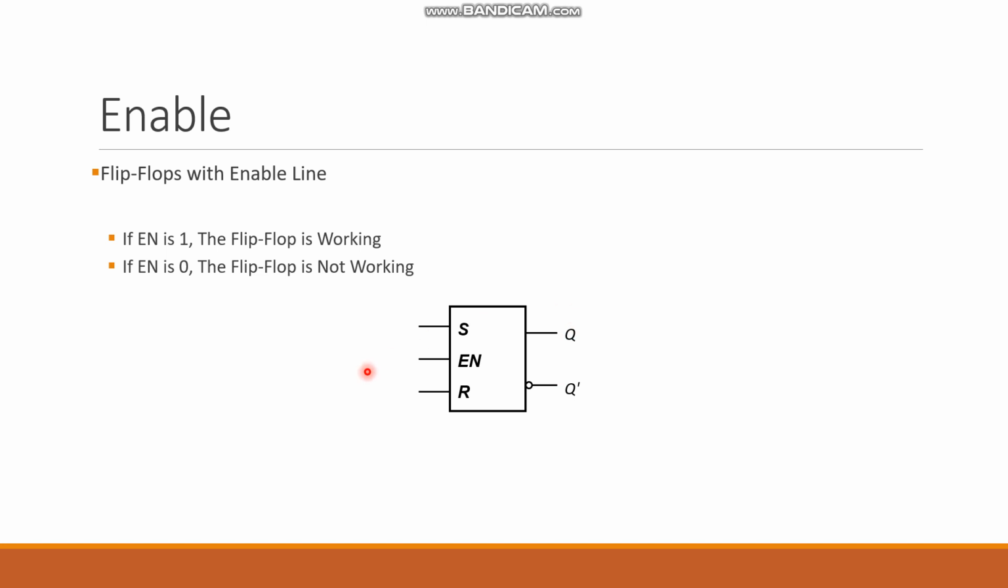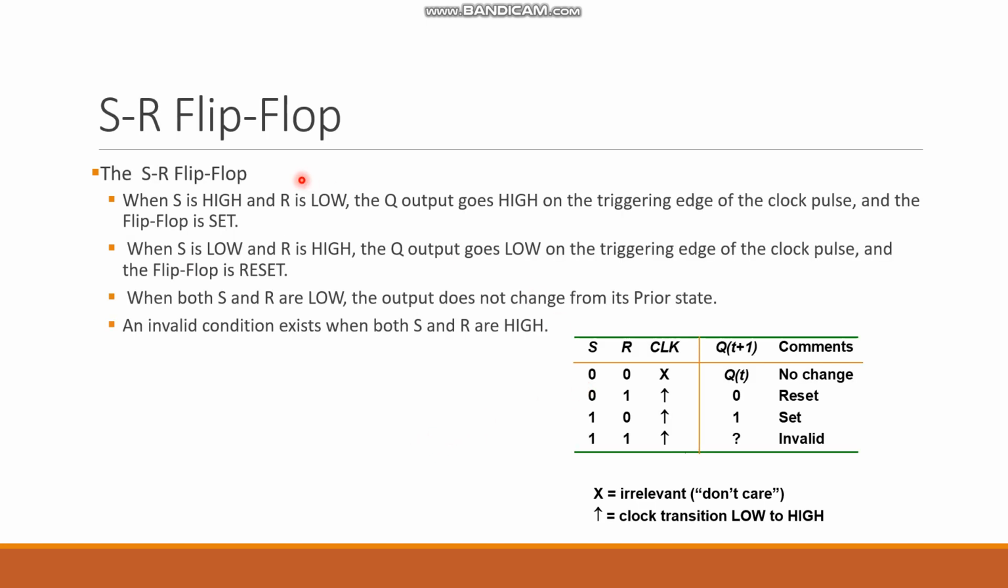And sometimes we may have an enable input. This enables the flip-flop. If enable is 1, that means this flip-flop is working normally. The output changes based on the input whenever the clock pulse is applied. But when enable is 0, even if you change the input and apply the clock pulse, the flip-flop is not working, okay? So this is an SR flip-flop. You are going to learn it.